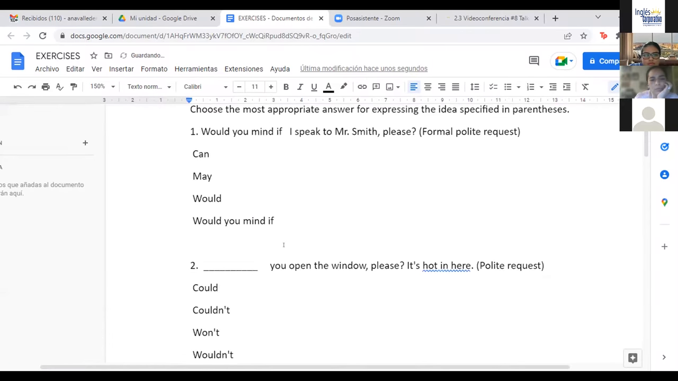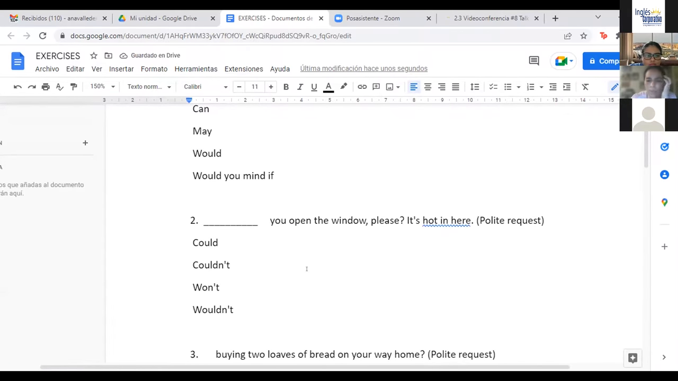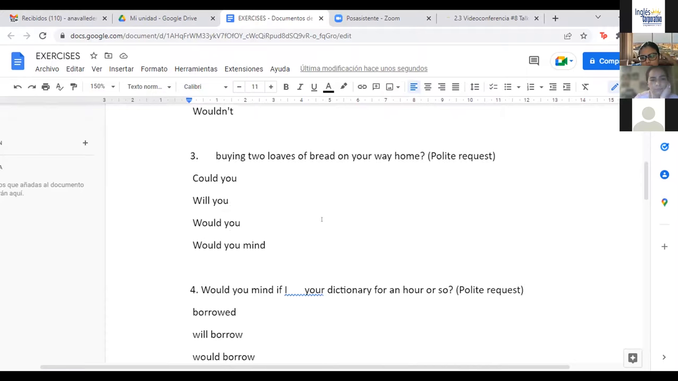Number two, dice. Polite request. Could you, verdad? Could you open the door? Could you open the window? Le parece así, José? Sí. Es la única, sí. Porque las otras son negativas. Así que está bien. Ok, bye.